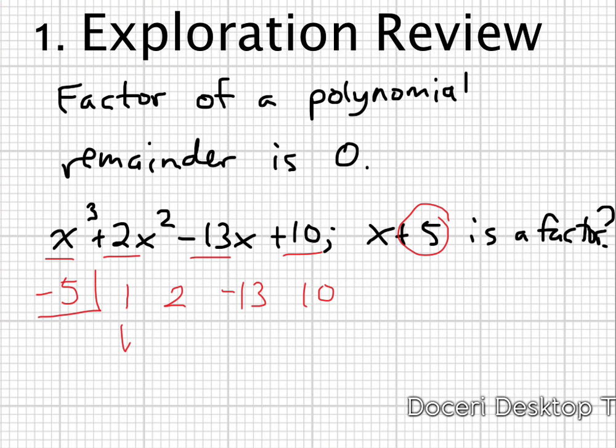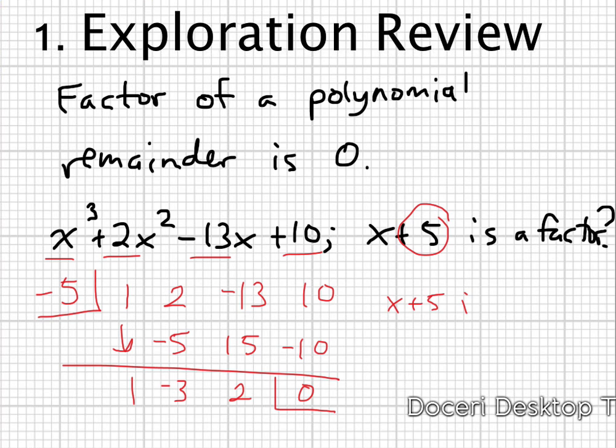Now the first step is we bring down the 1. Then I multiply by the negative 5, so this gives me negative 5, and I rewrite it underneath the 2. Next, I add, which gives me negative 3. And I repeat the process. So negative 5 times negative 3 is positive 15. Adding, I get positive 2. Multiply negative 5 and 2, I get negative 10. Add, I get 0. What the last number represents is your remainder. So since I have a 0 remainder, that means x plus 5 is a factor. Okay?